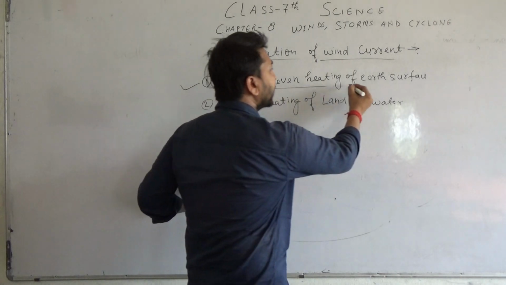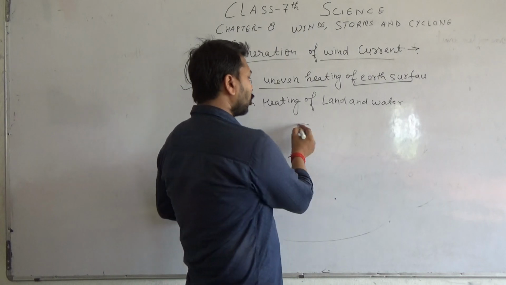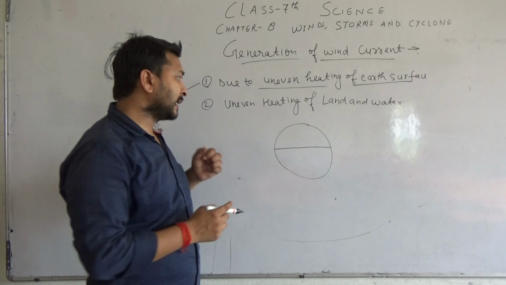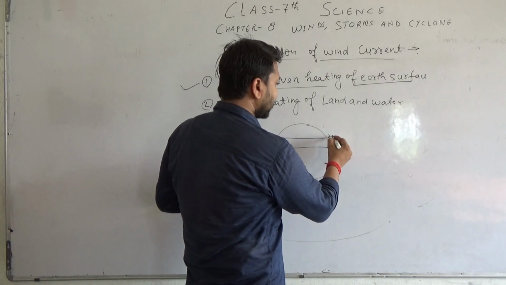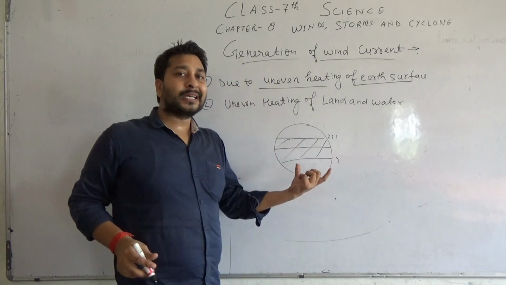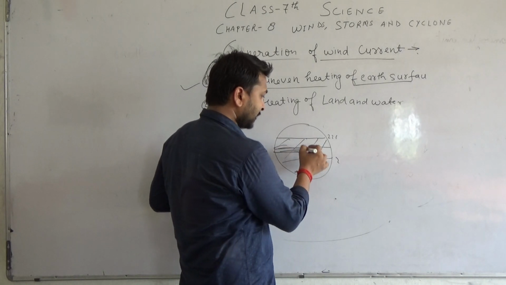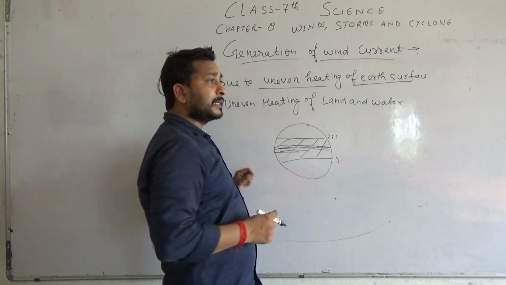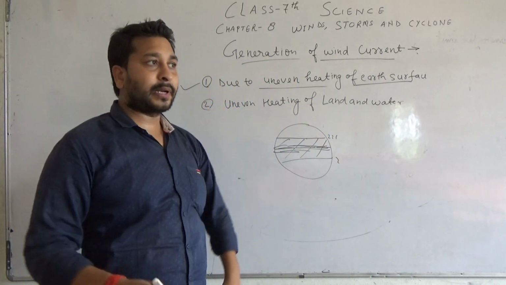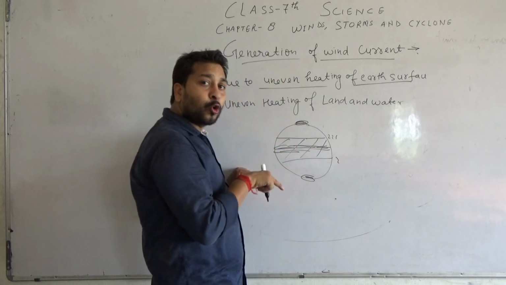Due to uneven heating of earth surface. See what happened. Suppose this is our globe on earth. This is the equator. You must have known that between 23° north and 23° south is known as the tropical region. Then what happened? In the region near the equator, throughout the year or throughout the day, there is maximum temperature. And on the poles, there is cold temperature.